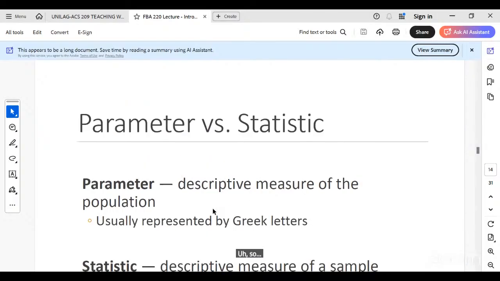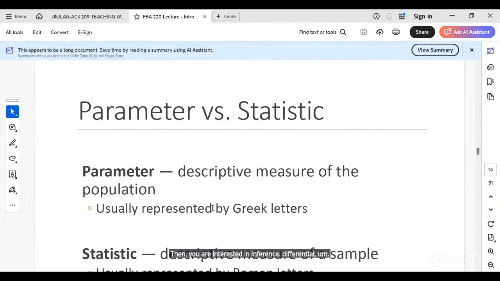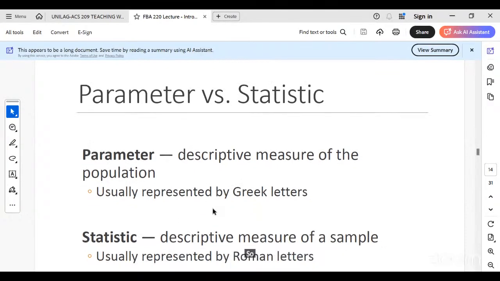So if our interest is just to use the information that we have, which represents part of that population, to generalize on the entire population, then you are interested in inferential statistics. So again, parameter and statistic, this is what we have discussed earlier. Parameter goes with the entire population, statistic goes with sample.